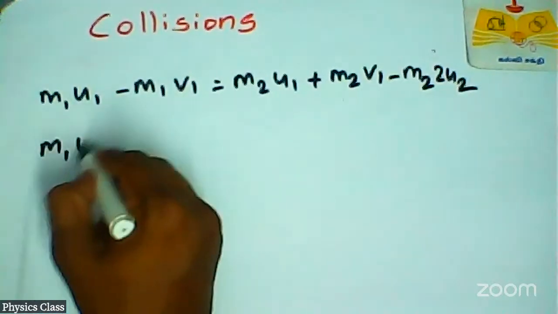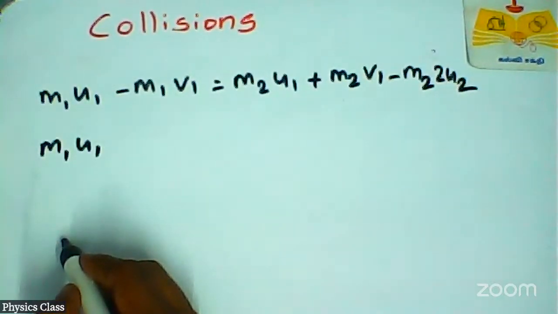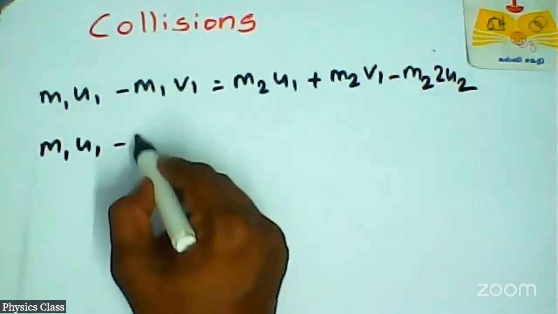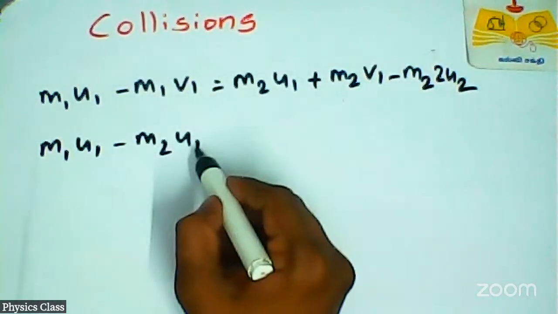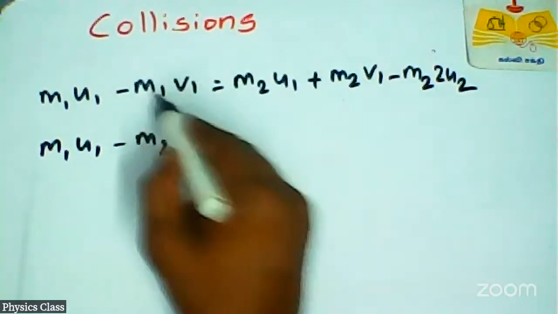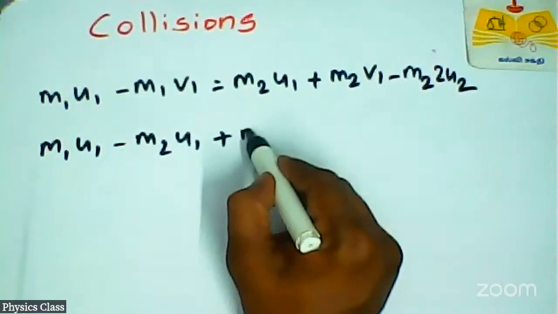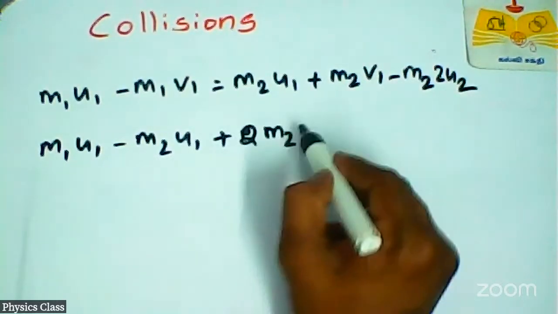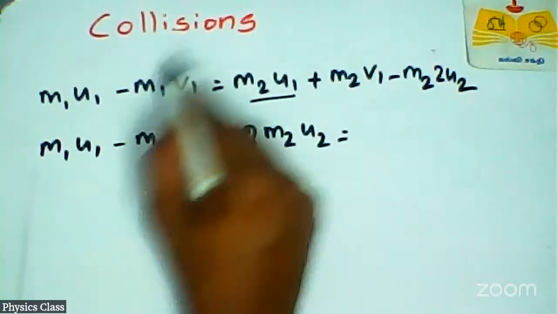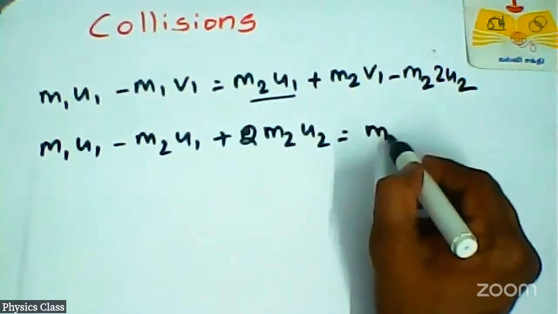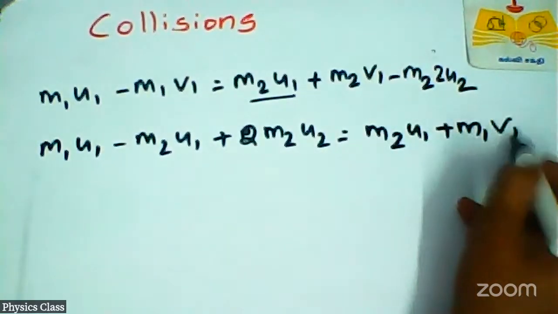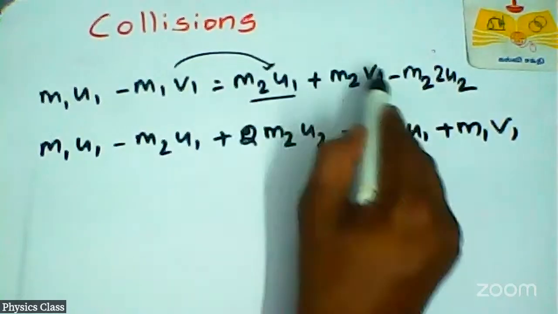m1 u1. We can take that u1 quantity to here. So minus m2 u1. And as well as this quantity goes here, so plus 2 into m2 u2, which is equal to m2 u1 plus m1 v1. There is one quantity here and this quantity goes into here.